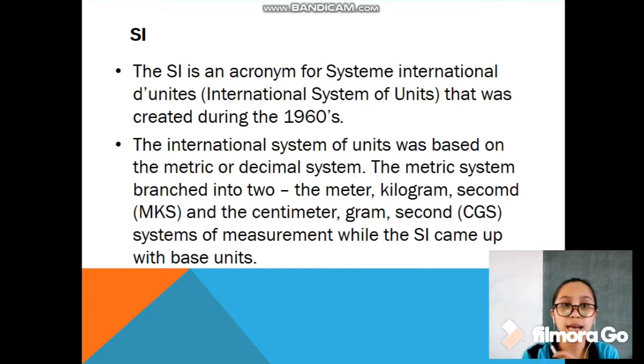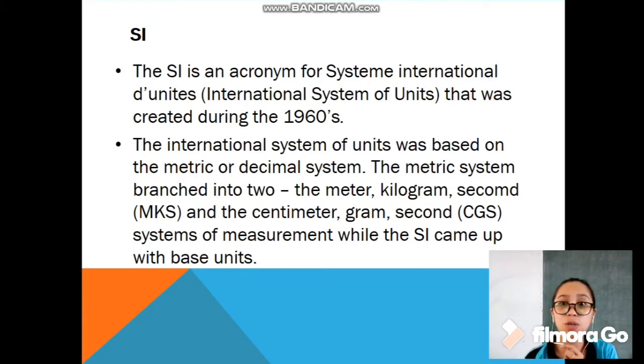And let's go to the SI, an acronym for Système International d'Unités, or International System of Units, that was created during the 1960s. The International System of Units was based on the metric or decimal system. Take note for the metric and decimal system, which is in multiples. Another name for SI is the metric system because it is based on the decimal system. These are branched into two. We have the MKS and CGS.